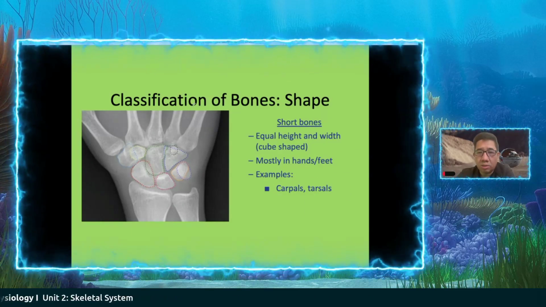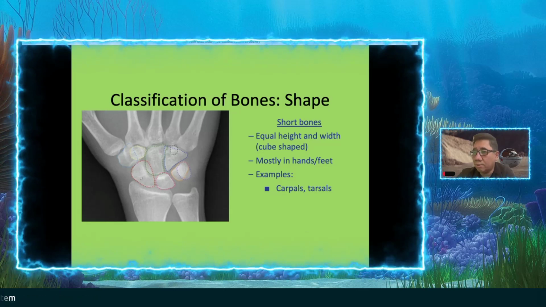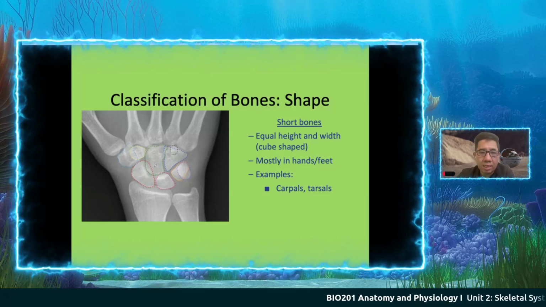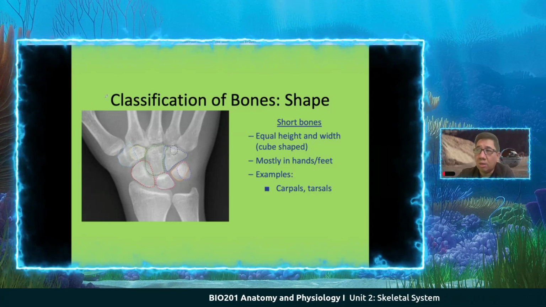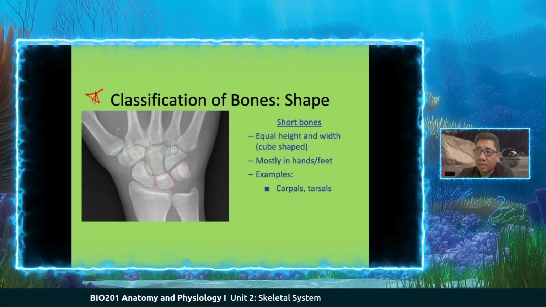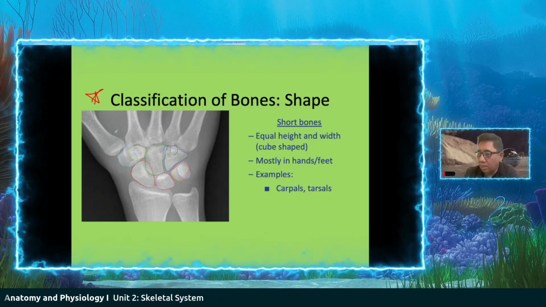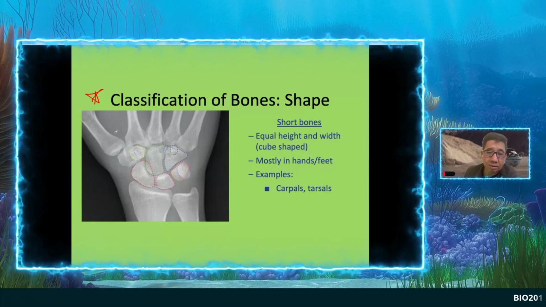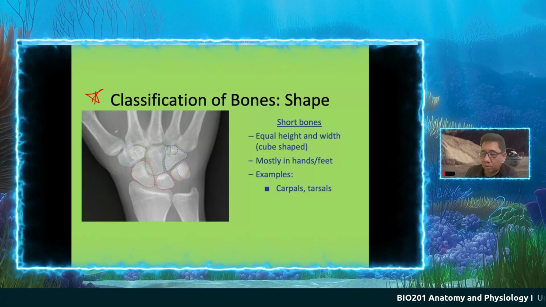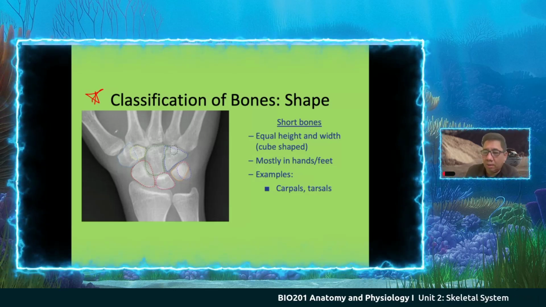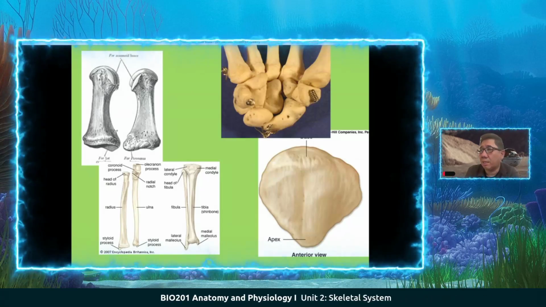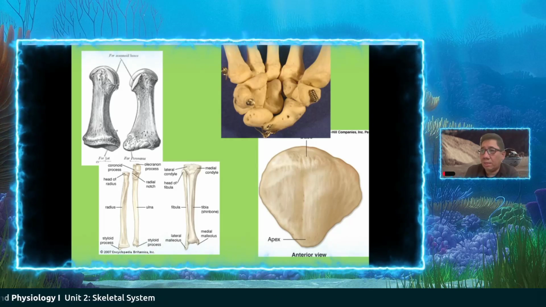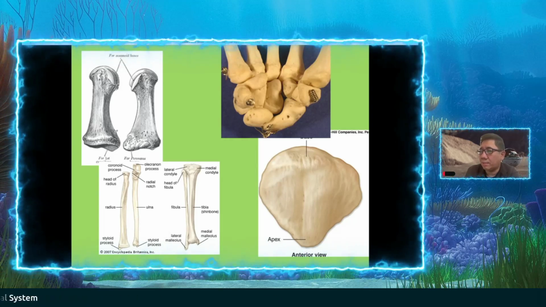You should know the short bones are like your carpals, which are in your hand, and tarsals, which are in your feet. Those are considered short bones. So know the examples of these. On the test, I might ask you which of the following is a long bone, which of the following is a short bone. So you should know the examples of these terms, and you can determine which one is which.